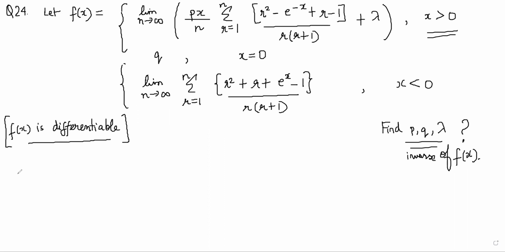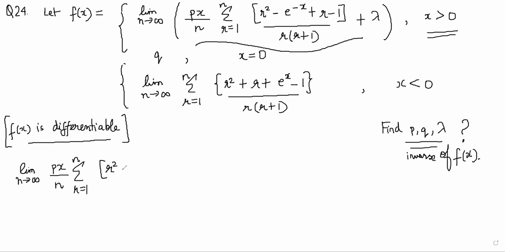So before we can do anything, we have to simplify this expression a little bit. So let's focus our attention on the positive definition of the function. When x is greater than 0, it is looking like this. We will focus our attention on this part. So let's think about it. What is limit n tends to infinity, px by n, summation of r goes from 1 to n, GIF of r square minus e power minus x plus r minus 1 by r into r plus 1, plus lambda. What is this thing?